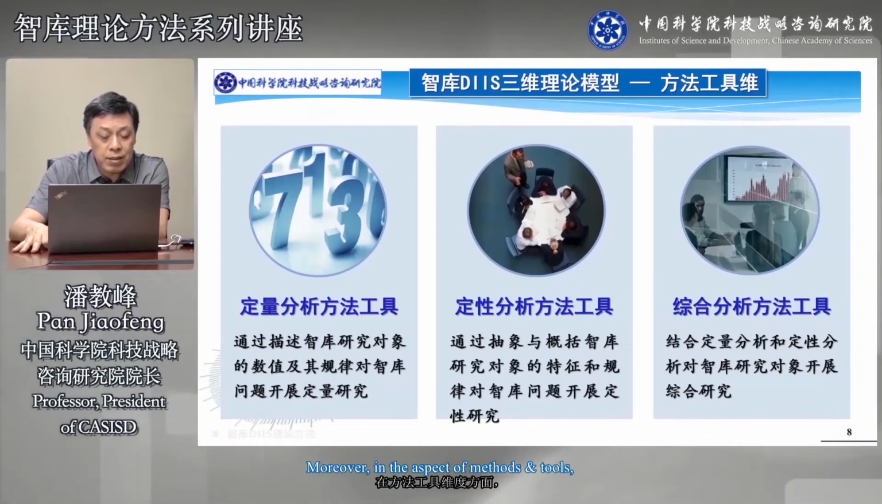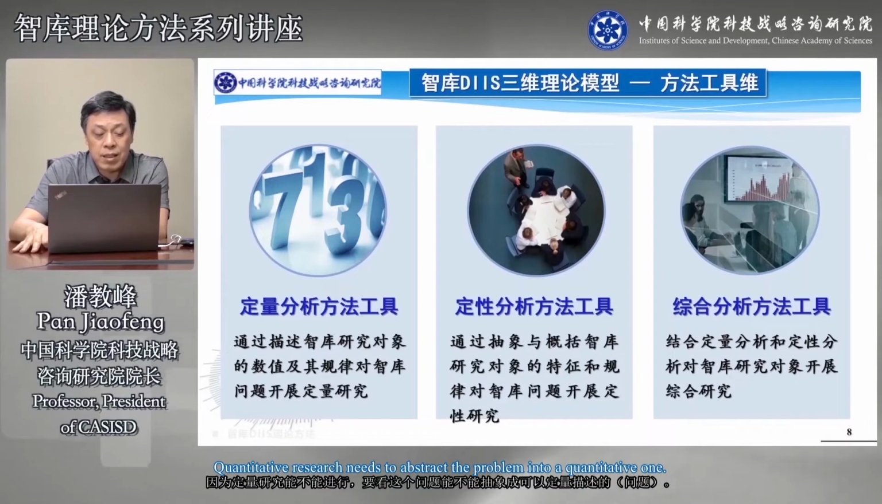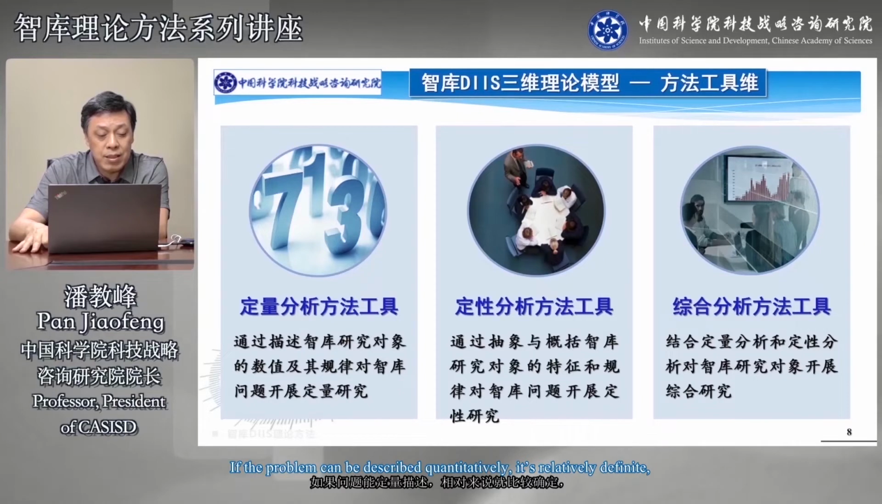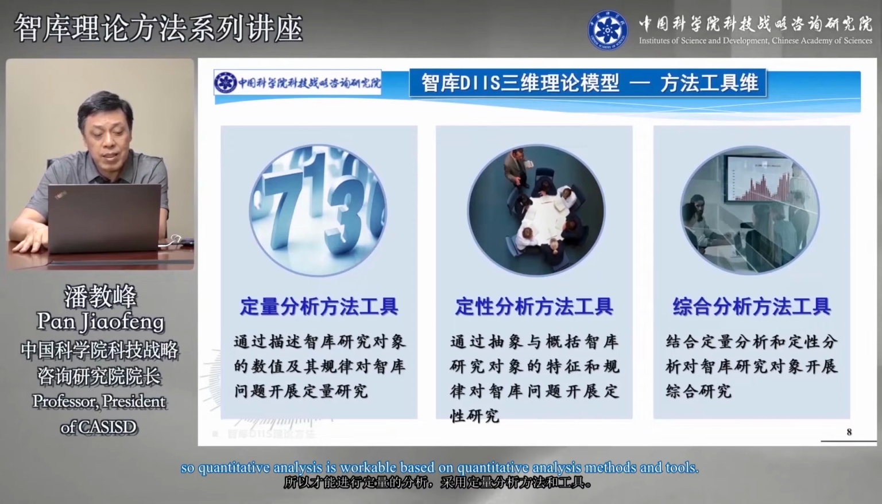Moreover, in the aspect of methods and tools, quantitative analysis methods and tools mainly describe the values and laws of research objects for further research. Quantitative research needs to abstract the problem into a quantitative one. If the problem can be described quantitatively, it's relatively definite, and the relation among key elements can also be described. So quantitative analysis is workable based on quantitative analysis methods and tools.